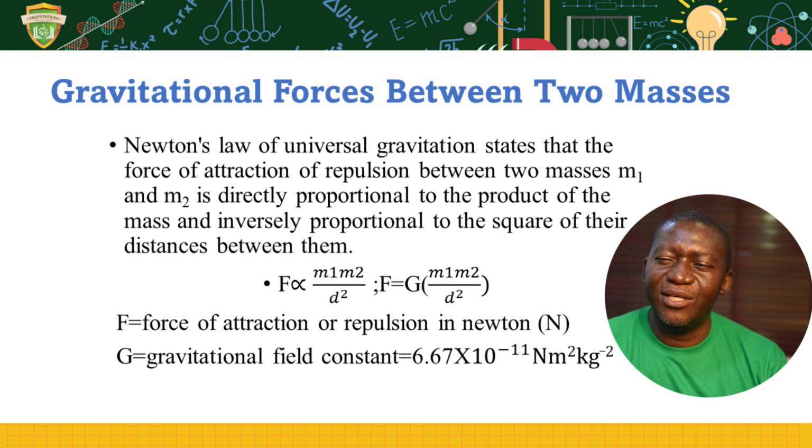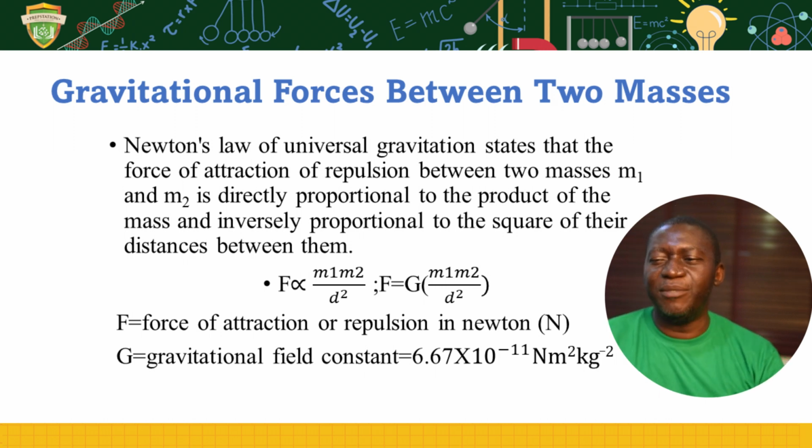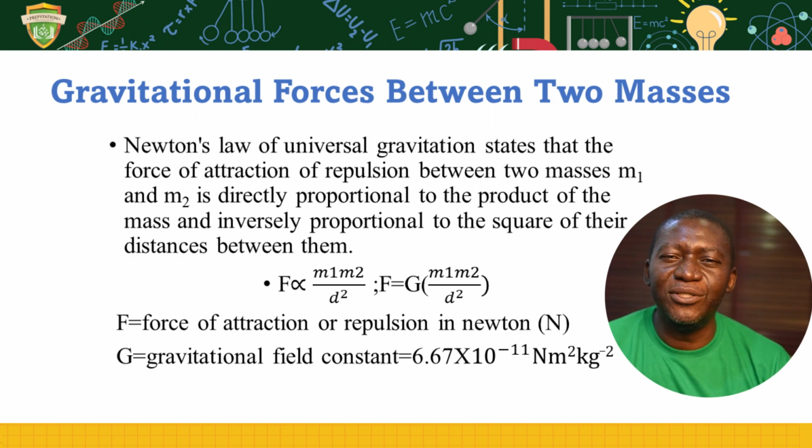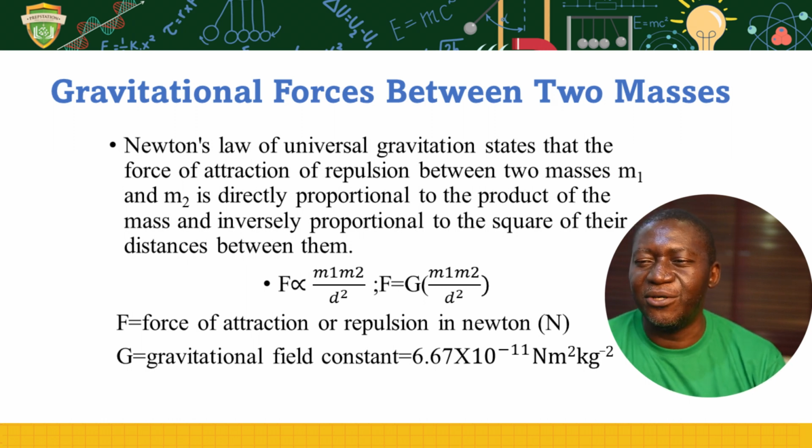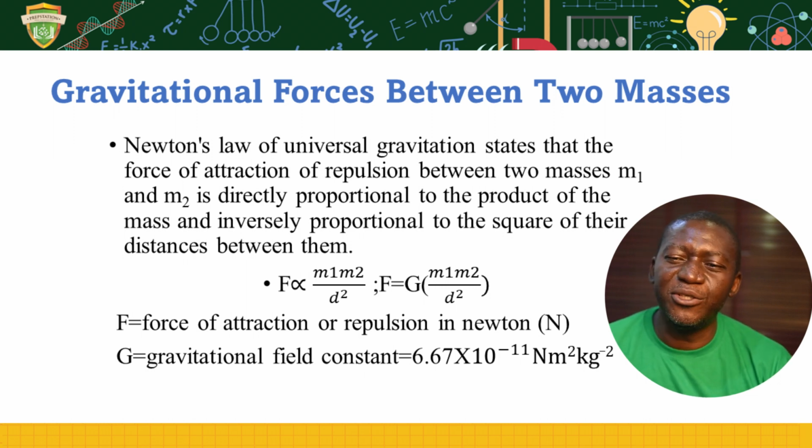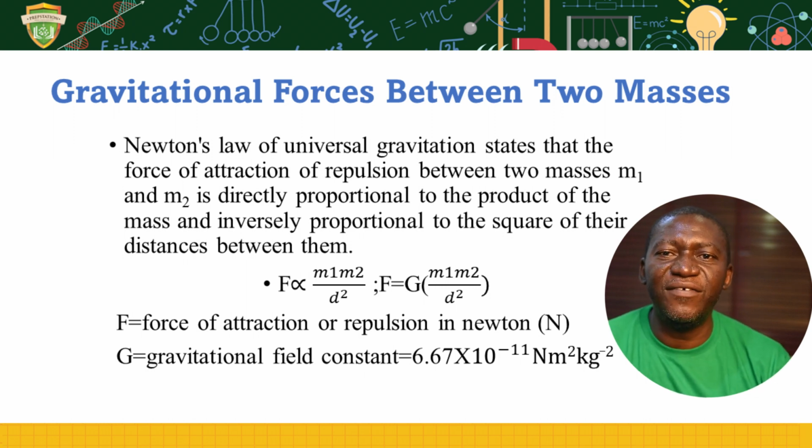So now, if you have F proportional to m1 m2 all over d squared, where d is the distance which separates them, if you remove that proportionality sign, we introduce a constant which is called G. G is known as the gravitational field constant. So we have F is equal to G m1 m2 all over d squared. That brings us to the formula F = G m1 m2 / d².